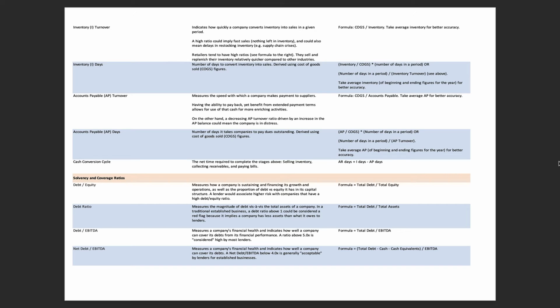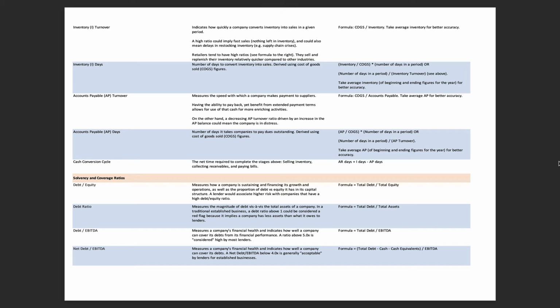Next, on solvency and coverage ratios, we have the debt to Ebitda figure, which measures a company's financial health and indicates how well a company can cover its debts from its financial performance. This is a figure that is very commonly requested by both investors and banks alike, because there usually is a standard by industry, obviously, and by jurisdiction of what that figure should be. And generally speaking, when a business has 5 times its Ebitda in debt, then that business would be perceived to be risky, because the business would be considered over leveraged, or the business would be considered to have too much debt.